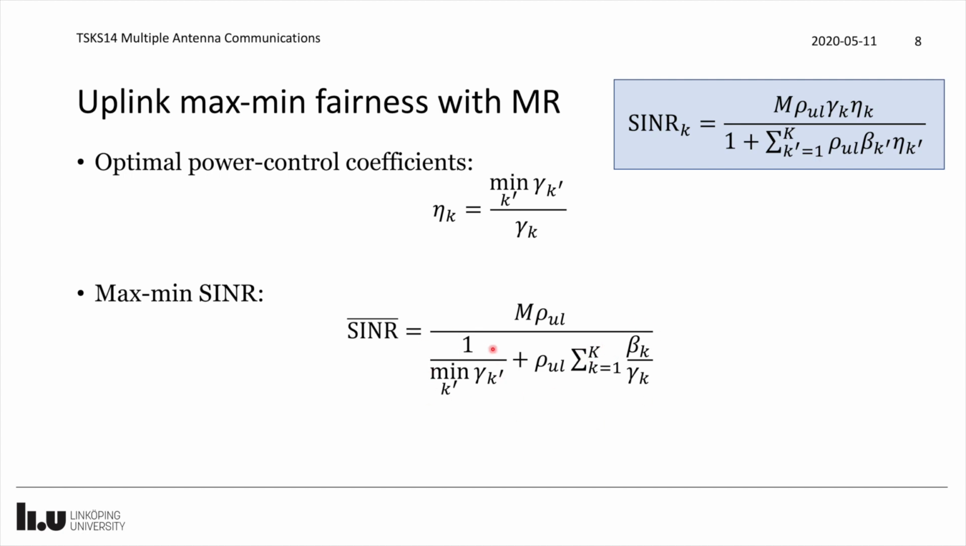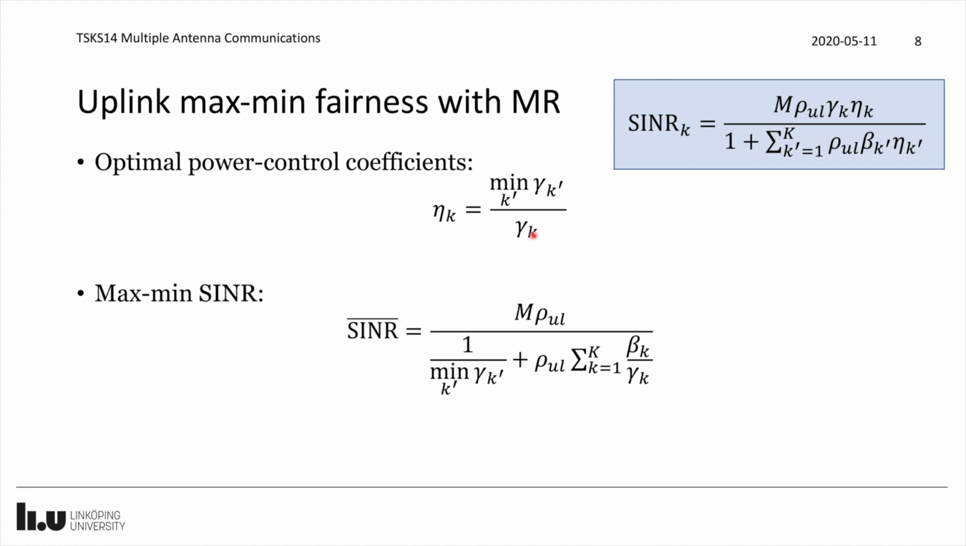So this is the SINR that every user in the entire system is going to get when we apply uplink maximum fairness with maximum ratio processing. We can use exactly the same type of expressions also when we have other values of A and B than what we get with maximum ratio processing. In that case, we'll have A k here, and instead of having the minimum of gamma k divided by gamma k here, we will have A terms instead. So this is for the uplink.